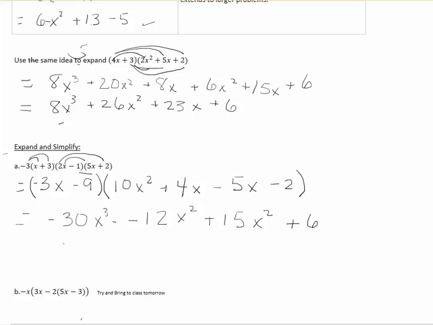And last but not least, we need to gather our like terms. So we start with anything cubed, negative 30x cubed. Then minus 12 plus 15 leaves us with positive 3x squared, plus 6x.